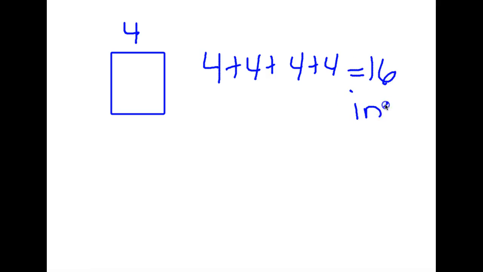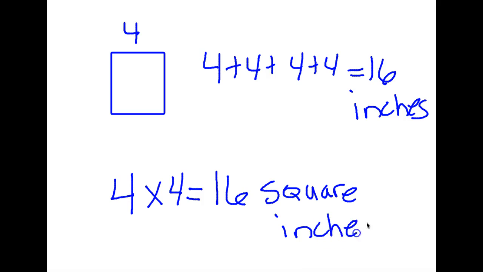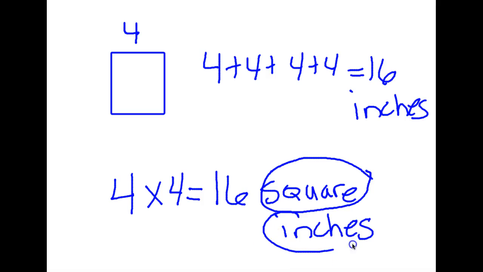If I need to find the area of the same 4-inch square, I multiply the length times the width, which in this case are the same. 4 times 4 equals 16 square inches. Remember that you must label the unit of measurement. When finding area, add the word square, or SQ, to the unit of measurement.